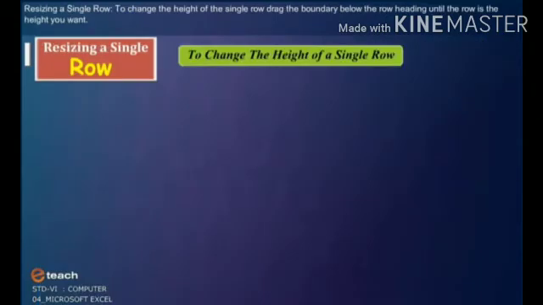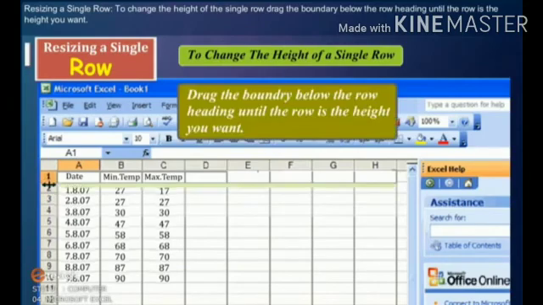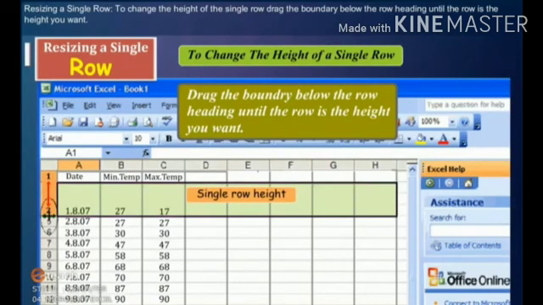Resizing a single row. To change the height of a single row, drag the boundary below the row heading until the row is the height you want.